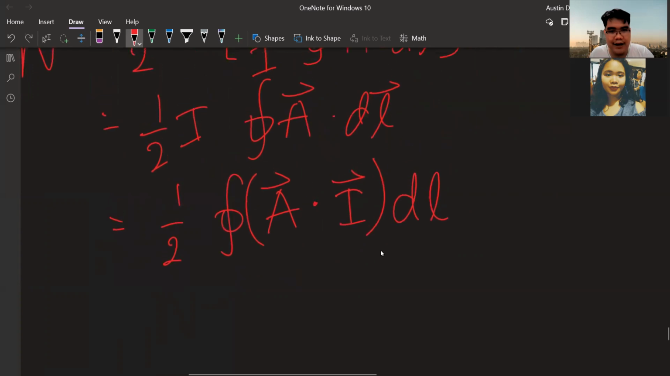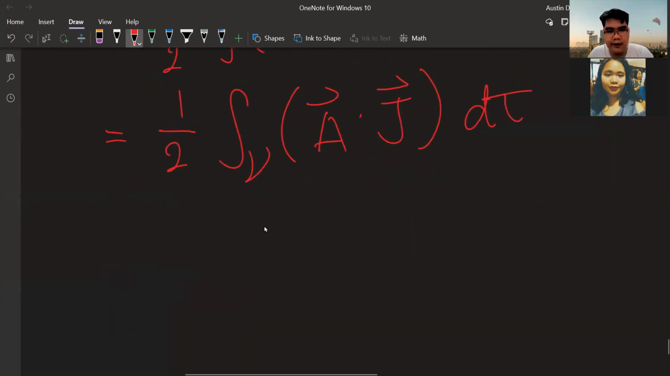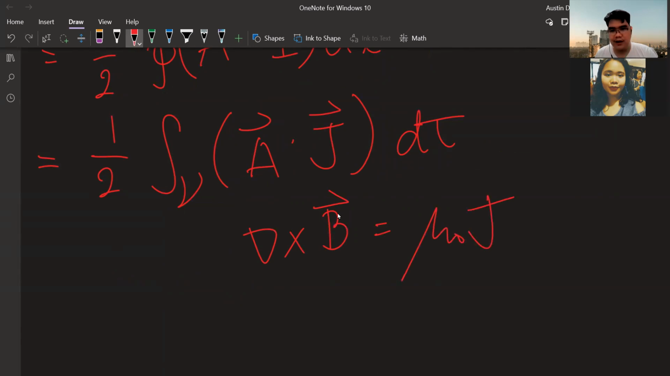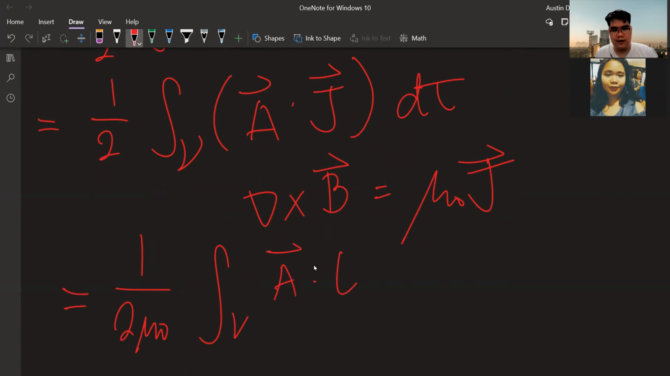Then, in general, if your I is now a volume current density, I could generalize this into an all space A dot J d tau. Okay, and then what do we do? J can be produced by Ampere's law. Del cross B, hirap naman ito. Del cross B equals mu naught J. Therefore, J is just 1 over mu naught del cross B. So we have 1 over 2 mu naught integral of A dotted with del cross B, the curl of B, tama ba? d tau. Okay, all checks out.